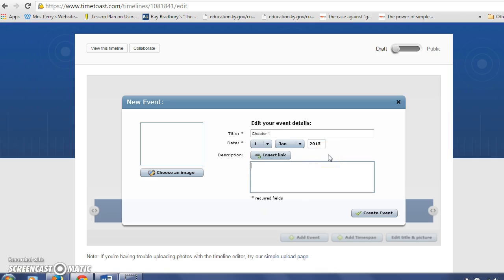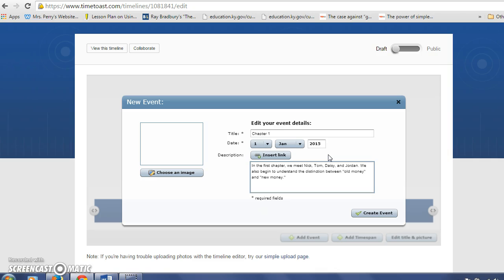For the description, let's describe a little bit about what happened in Chapter 1. So we can say in the first chapter, we meet Nick, Tom, Daisy, and Jordan. We also begin to understand the distinction between old money and new money.